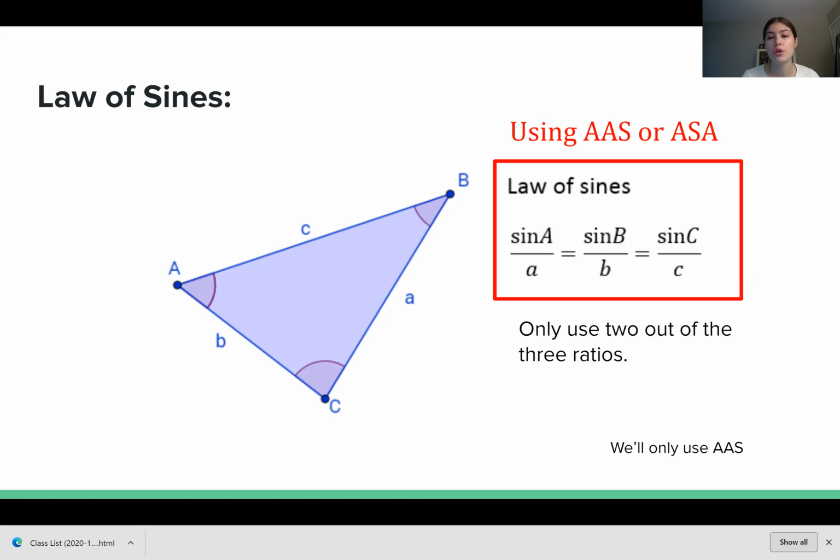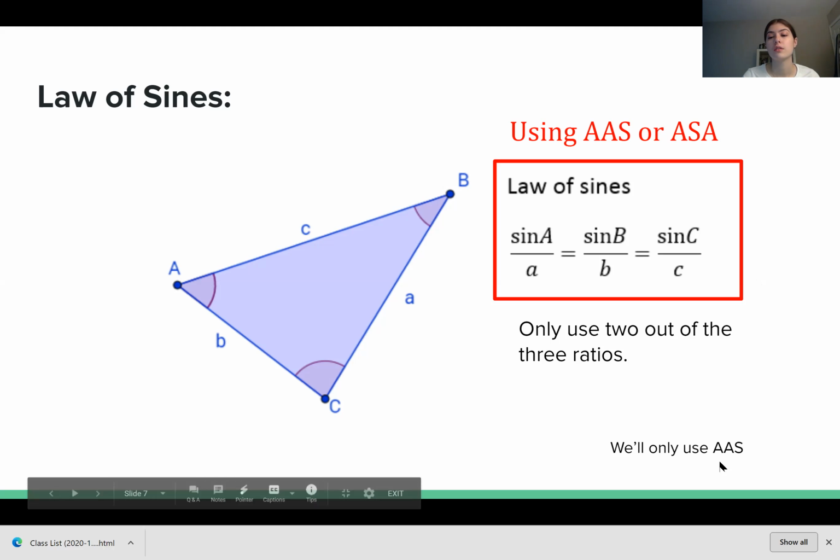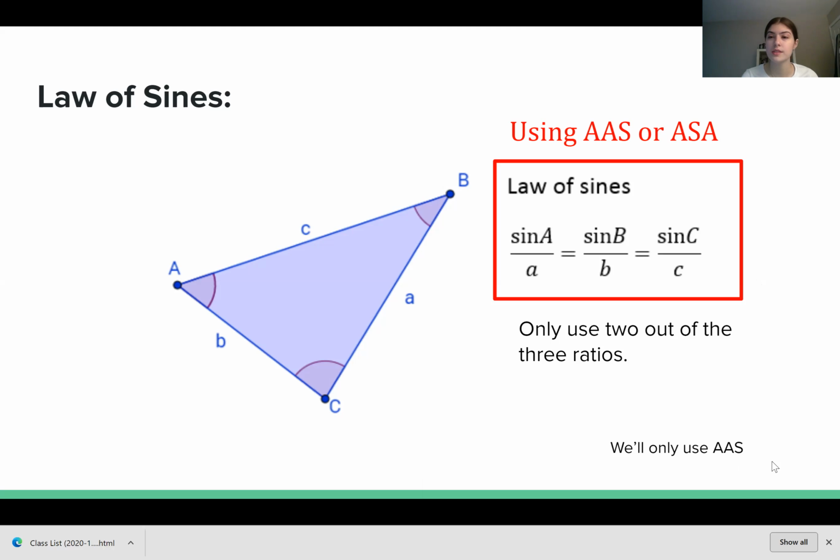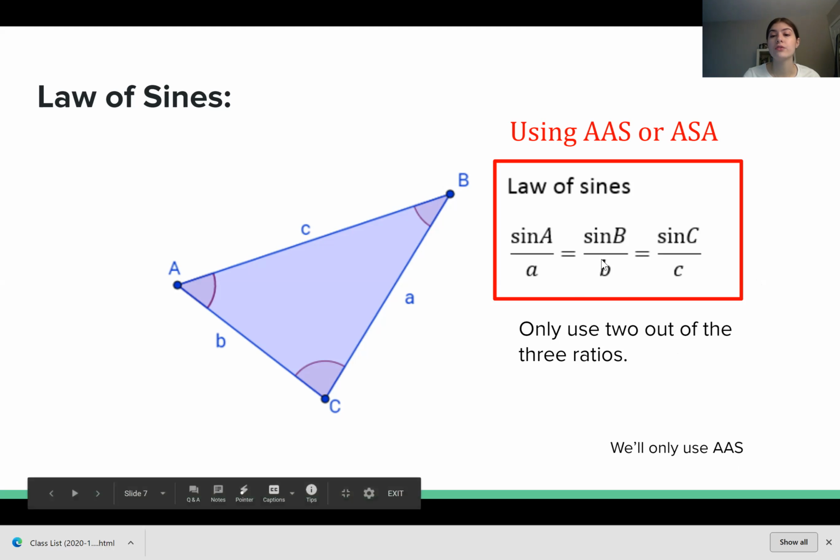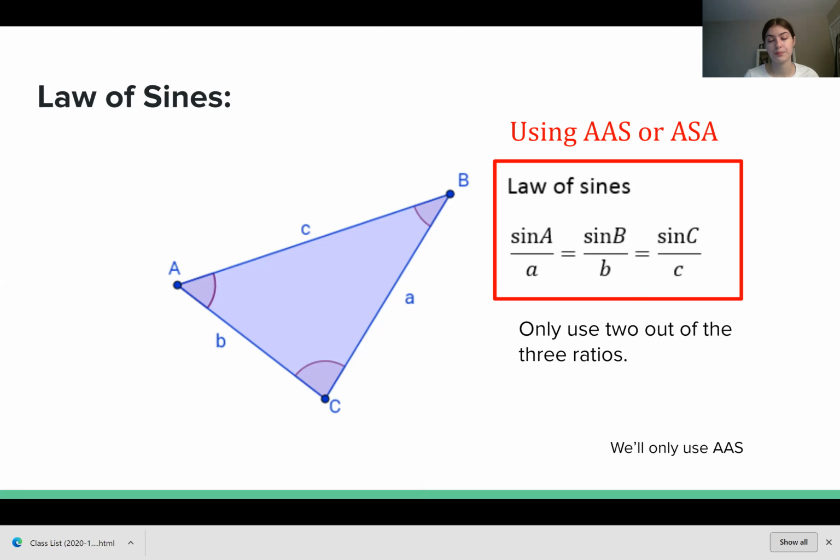Just notice that these are different ratios. We're going to be given an angle and a side, and we'll be solving for another side. So what does that mean? We have two sets of angles and two sets of sides that we're working with. That means we're only going to have to use 2 out of the 3 ratios every time we use the law of sines. Again, we will only be using 2 out of the 3. There's going to be a letter pair that we're not going to need to use.